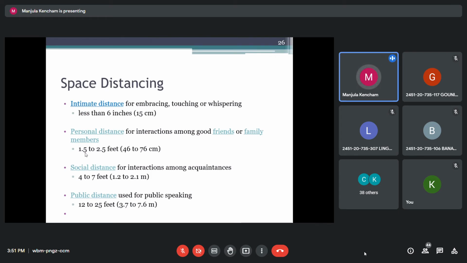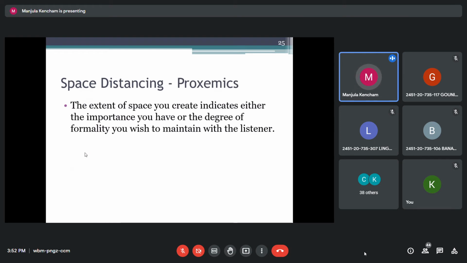And of course, touch, haptics, is another feature related to body language. It must be there in this PPT. Let me check. These are the four types of distances. What do we call the distancing as? Proxemics. The study of space distancing is called proxemics.